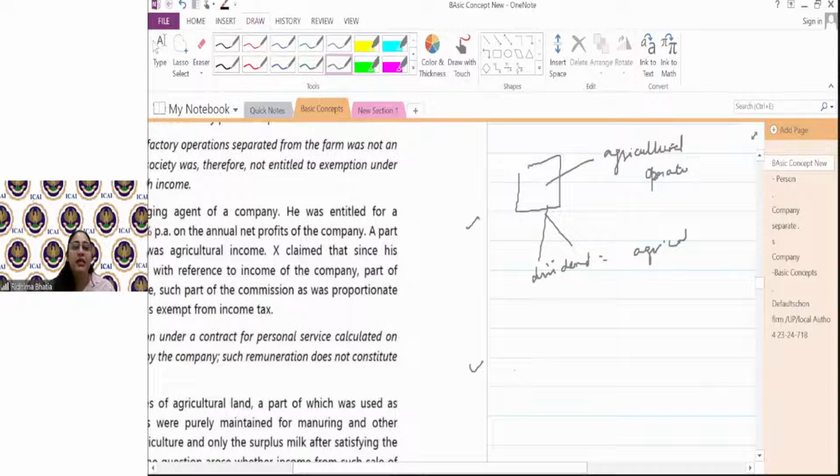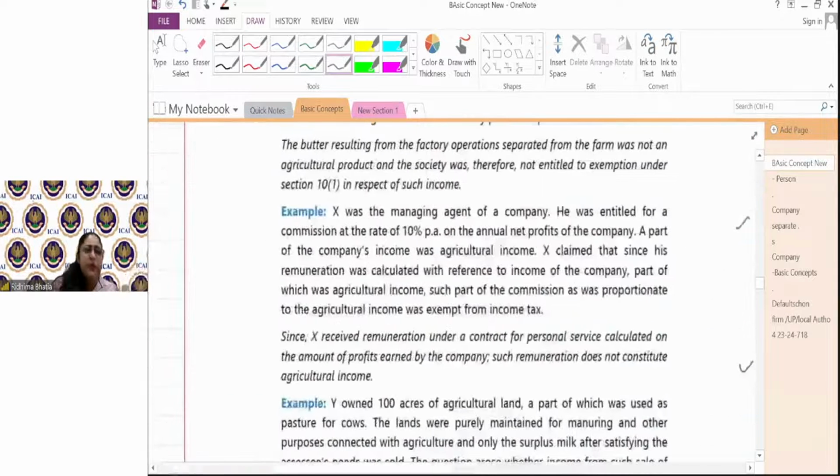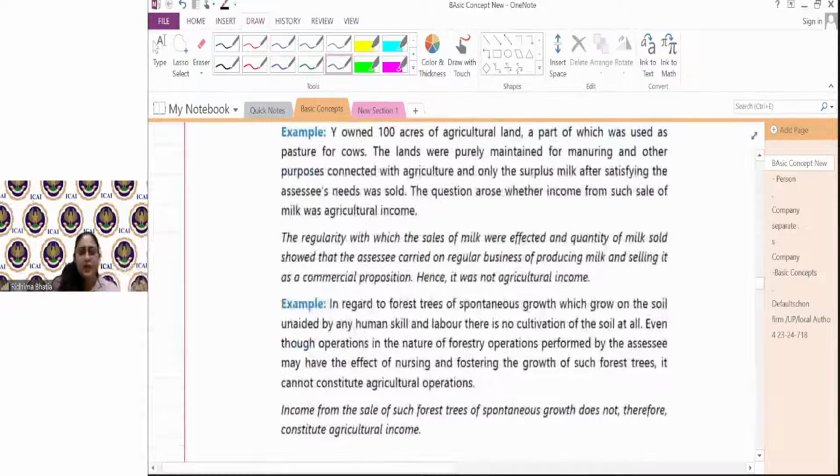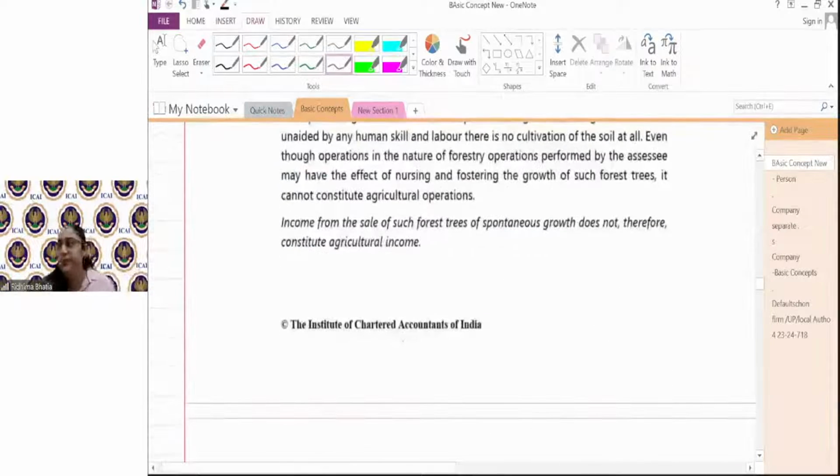Reason being because it has been grown without human efforts. First of all, for agriculture remember there should be basic operations and there should be subsequent operations. Basic operation is basically having that cultivation, that human skill, that labor into land. Then only it would be considered as basic operations, and then only it would be qualified as agricultural income. You can read, these are very simple case scenarios which are given to you here.